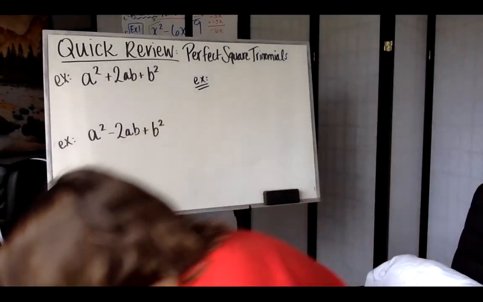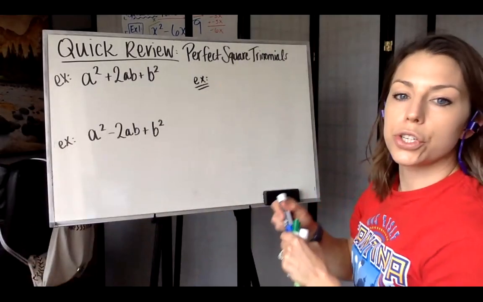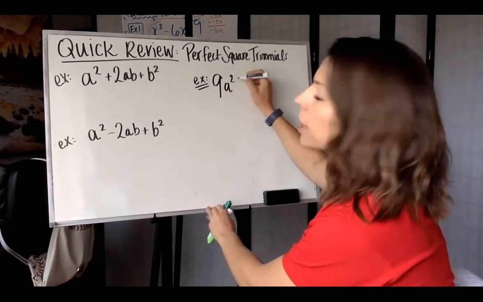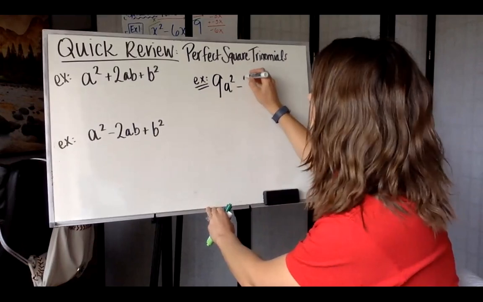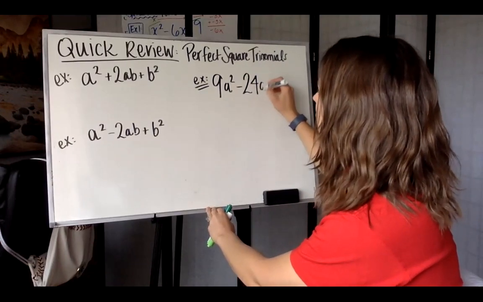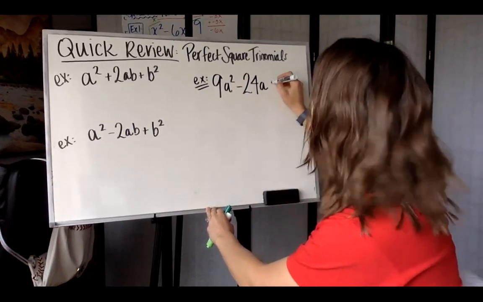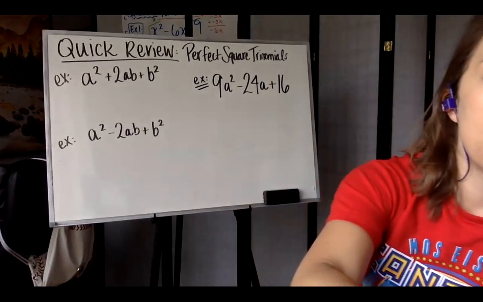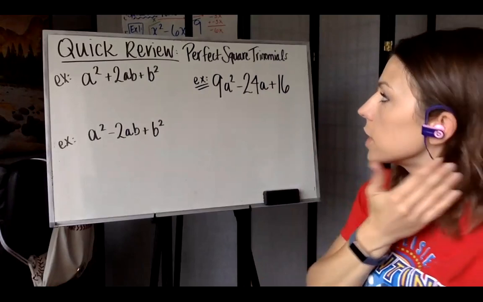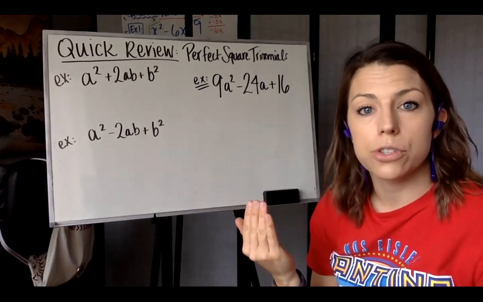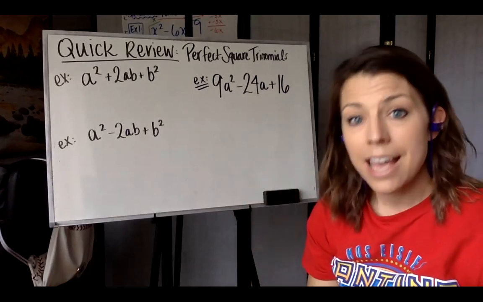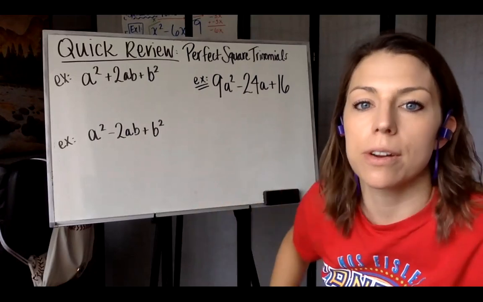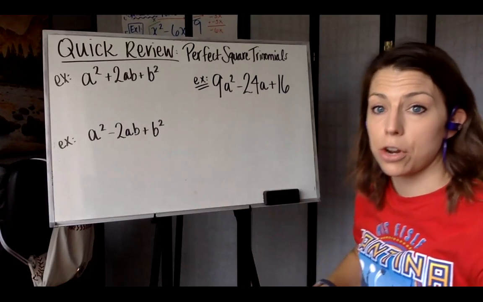So our first example, let's do, it was 9a squared minus 24a and then plus 16. That was the working example from your worksheet practice. So let's just see if it is a perfect square trinomial, because if it is, the factoring is super easy. The hard part is figuring out whether or not it is actually a perfect square trinomial.